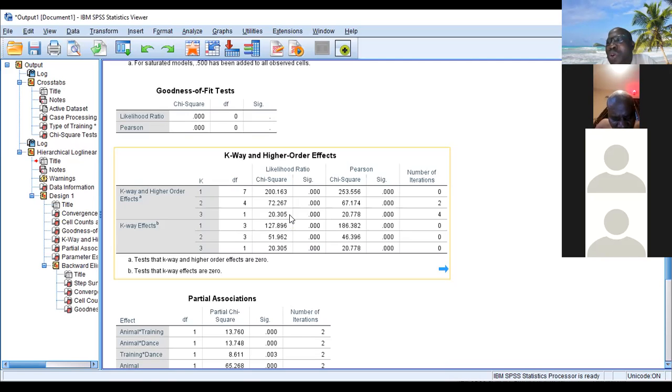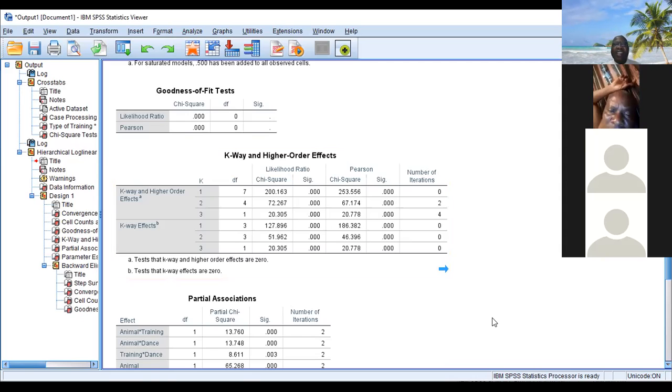That is, when you look at the association between training and dance and animal, you may have there, and for you to even say that you have a higher order effect, there must be a lower effect. So that is why they arrange it like this. Then look at the next one, K effect. This one is not K effect, and this one is K effect and higher order effect, but this one is K effect. This one is telling you, number one is telling you the interaction at the level of main effect. Is there any association? I don't know if you understand me now.